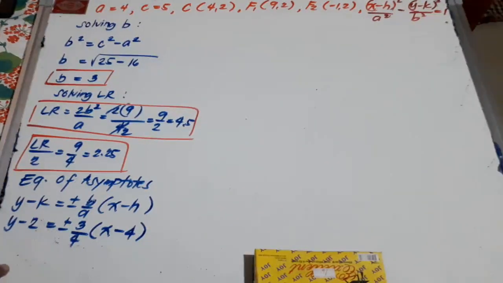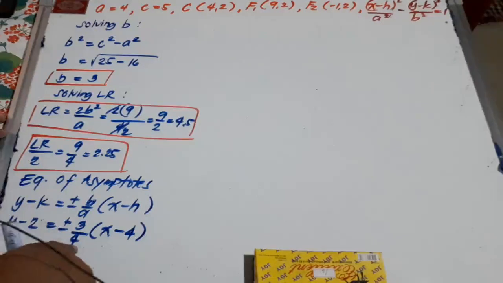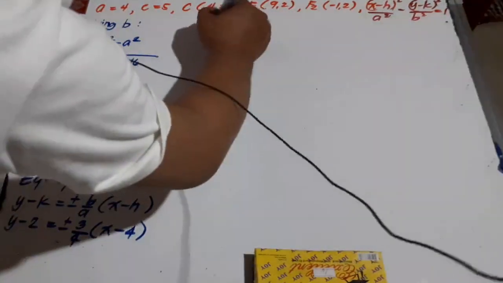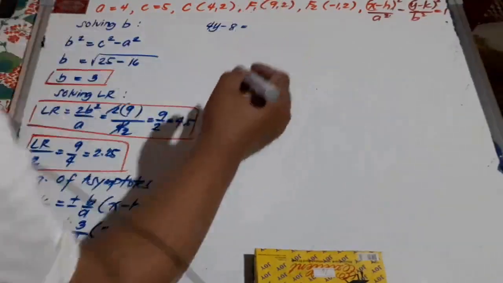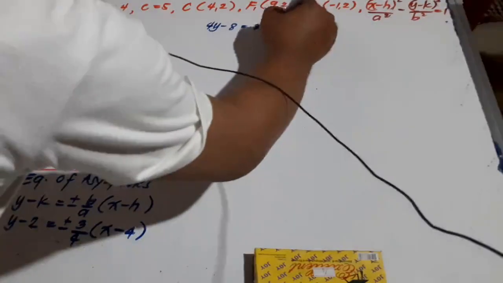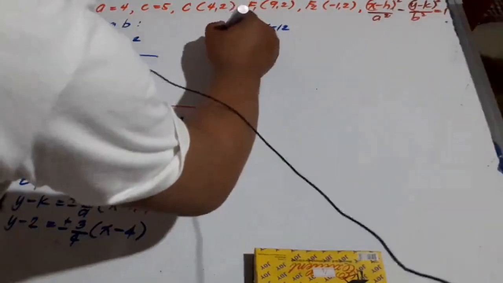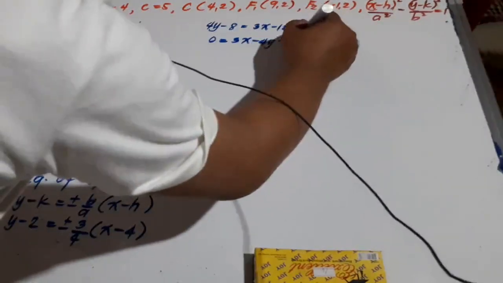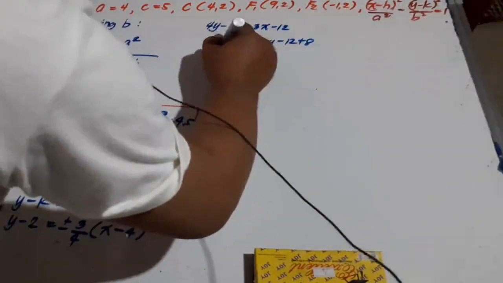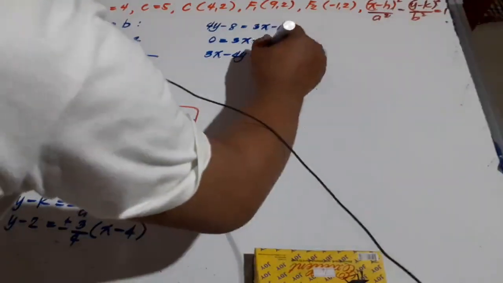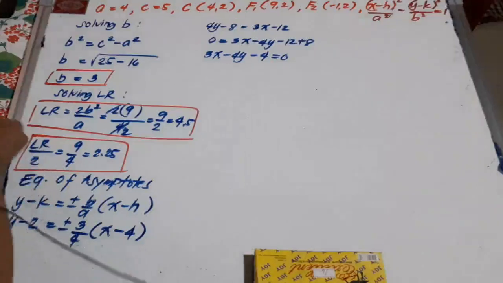So, kung positive si 3, cross multiply ko si 4 kay y minus 2. So, that will be 4y minus 8 equals 3x minus 12. Transpose natin, 0 equals 3x minus 4y minus 12 plus 8. Therefore, we have 3x minus 4y minus 4 equals 0. So, that is the first equation of the asymptote.